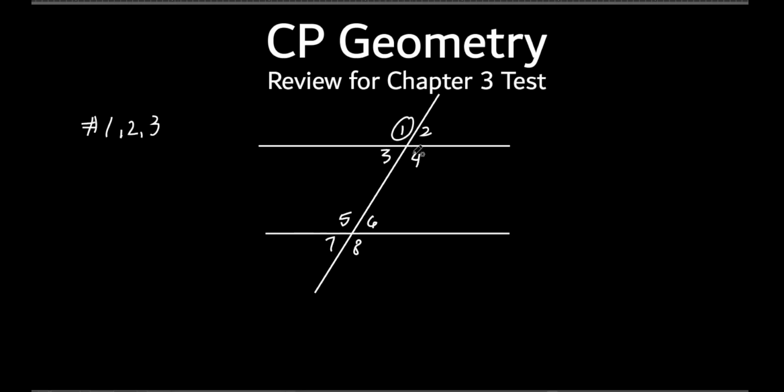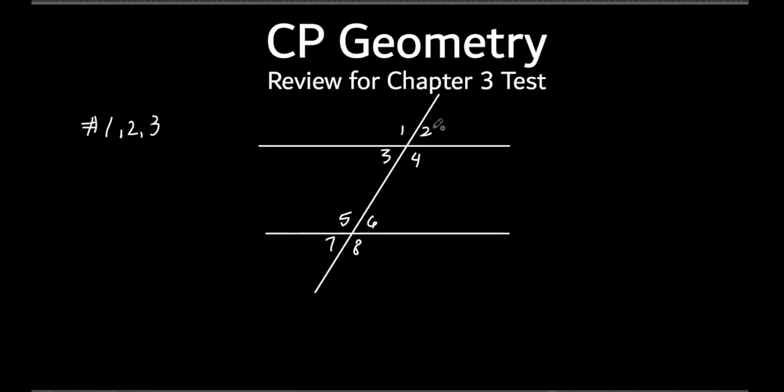So for instance, number 1 might say 1 and 5. What's the relationship between angles 1 and 5? And you would tell me that they're corresponding angles. Then number 2 might be something like this. I'll say, what is the relationship between angle 3 and angle 6? And you would say that they're alternate interior angles.